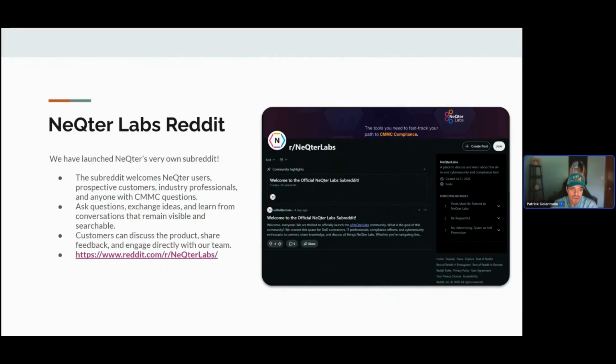Again, we don't know what it's going to look like yet. We're trying to take it slow. So we anticipate existing NeQter users, future NeQter users, consultants, other trusted industry professionals talking about CMMC, but more importantly, NeQter Sim, inventory, vuln scanning, and GRC.